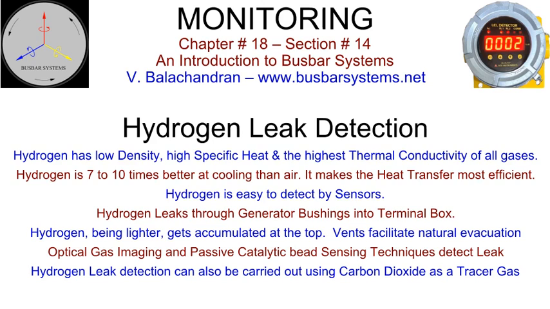Hydrogen, being lighter than air, gets accumulated at the top. Vents are installed at strategic locations on top to facilitate the natural evacuation of hydrogen. Optical gas imaging as well as passive catalytic bead sensing techniques are used in leak detection. Hydrogen leak detection can also be efficiently carried out using carbon dioxide as a tracer gas.